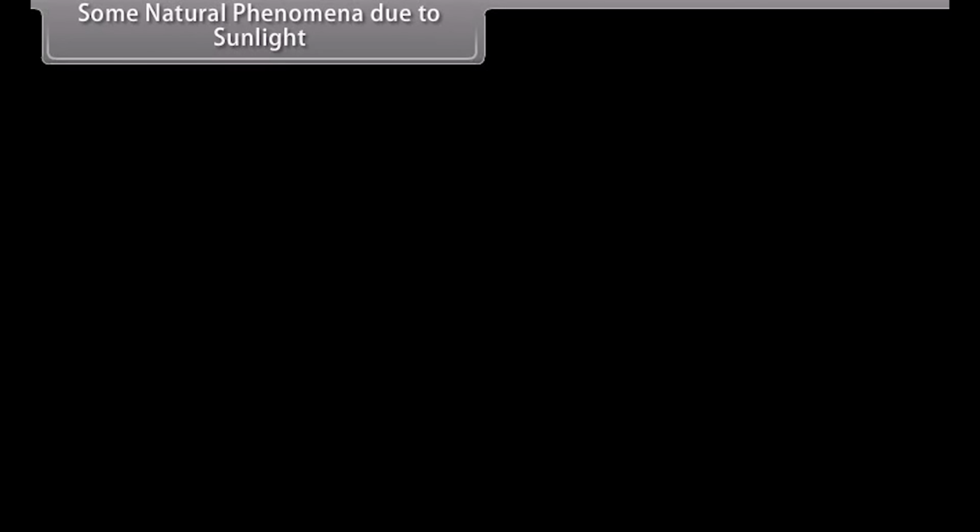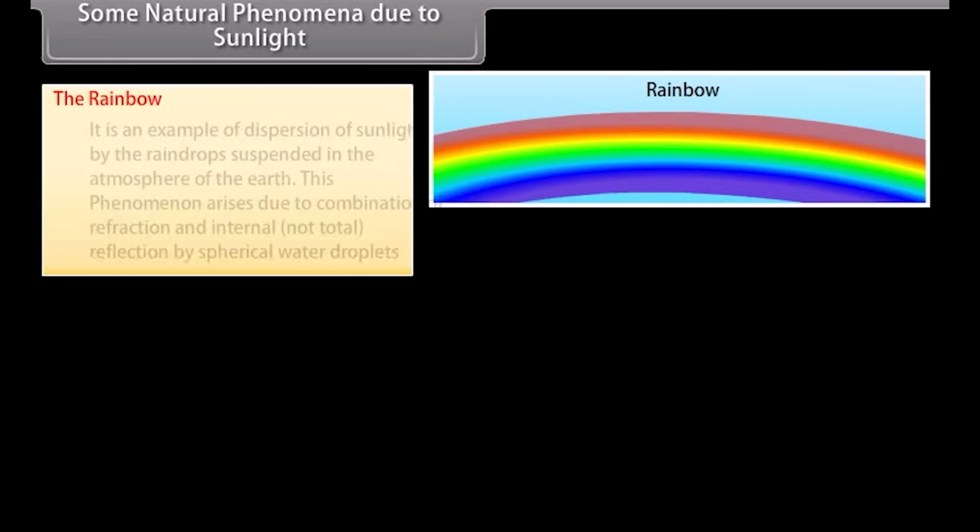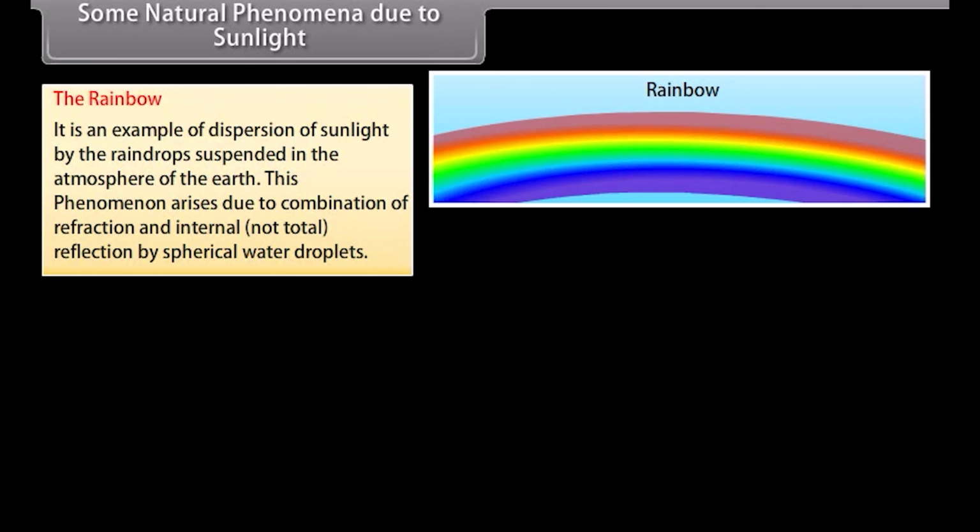Some natural phenomena due to sunlight. The rainbow. It is an example of dispersion of sunlight by the raindrops suspended in the atmosphere of the earth. This phenomenon arises due to a combination of refraction and internal, not total, reflection by spherical water droplets.